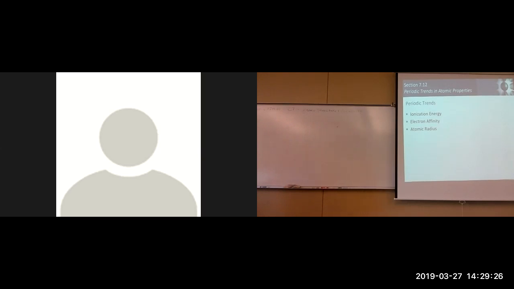Okay, periodic trends. So we can use the periodic table to help us understand how certain characteristics vary from one side to the other. And the first one we're going to look at is ionization energy. Next one is electron affinity. And the last one is atomic size. So we have to define, what do we mean by ionization energy? Ionization energy starts with an element in the gas phase.